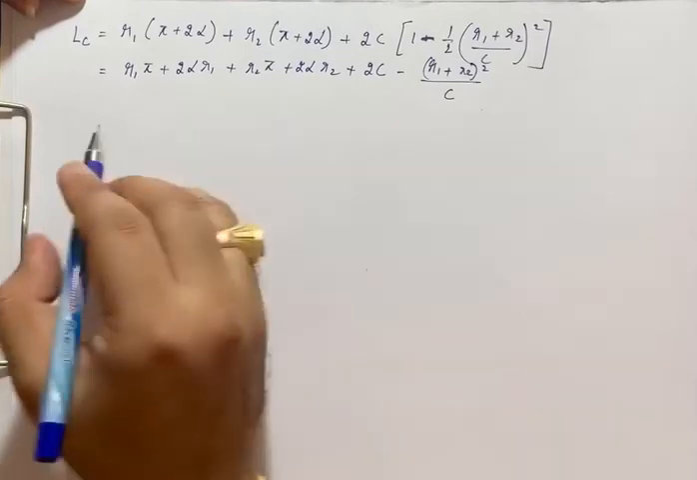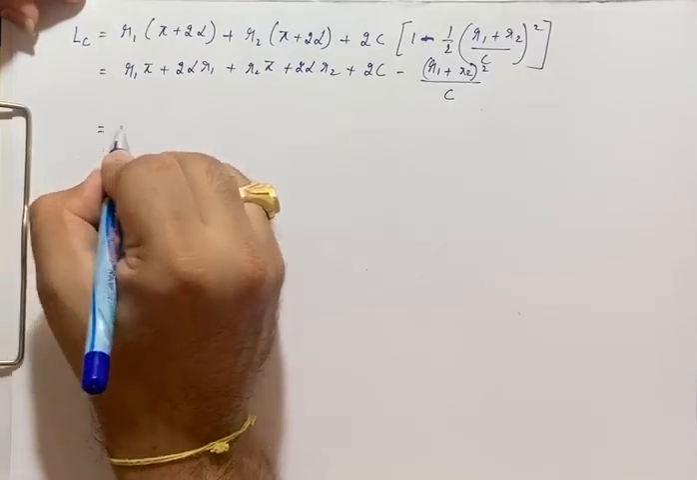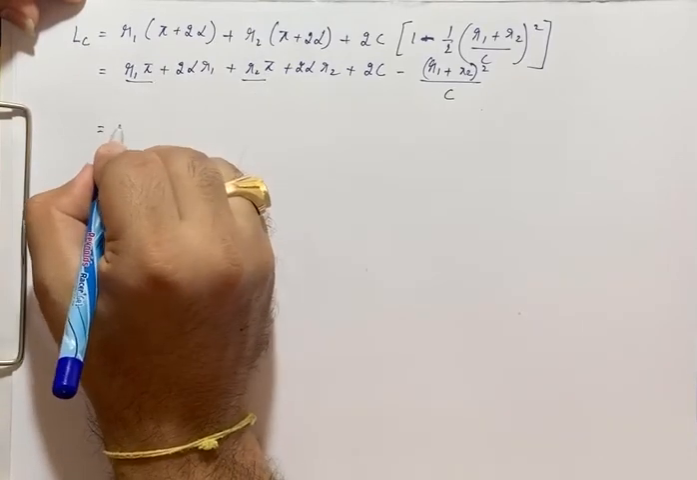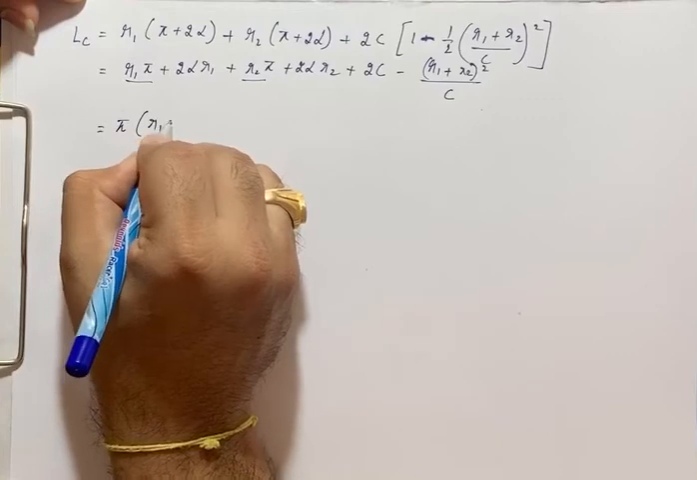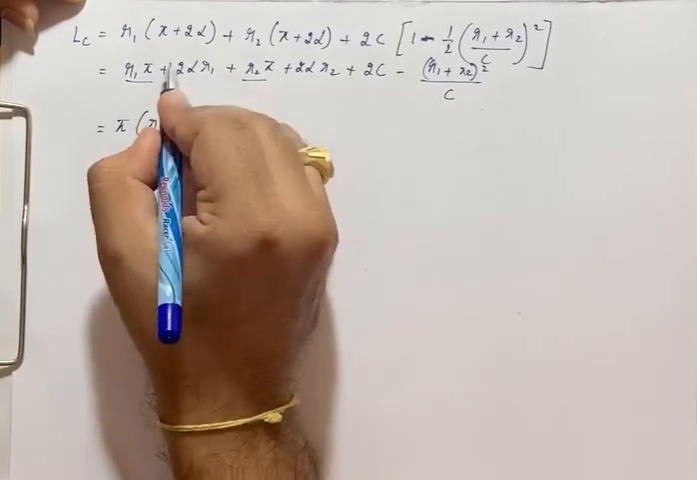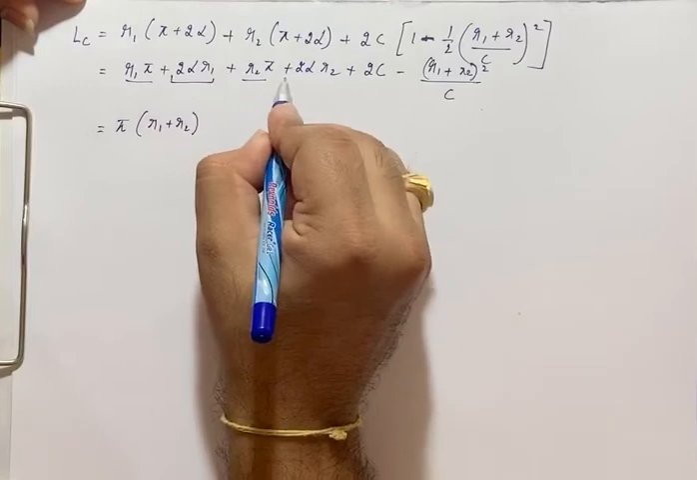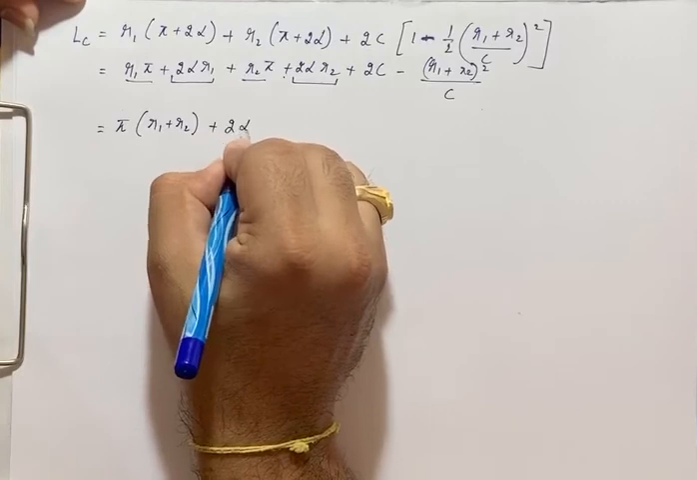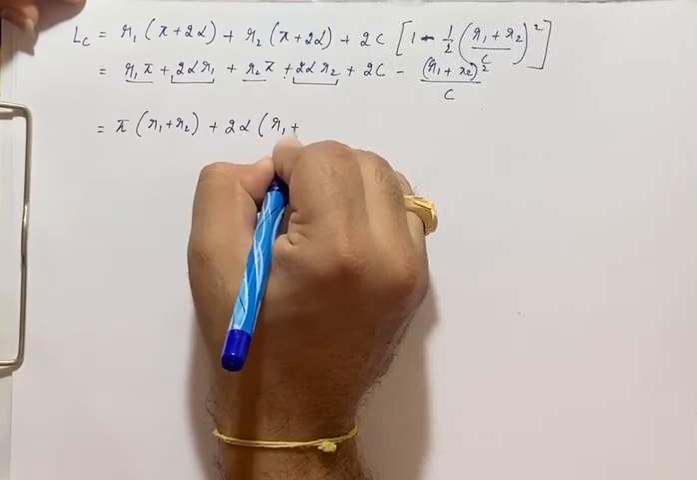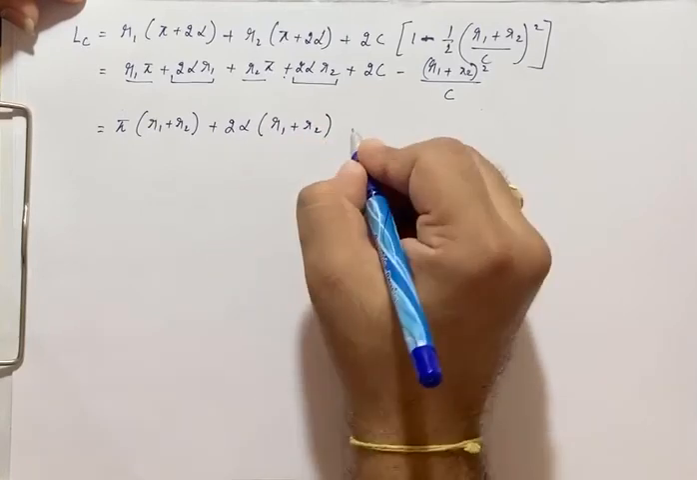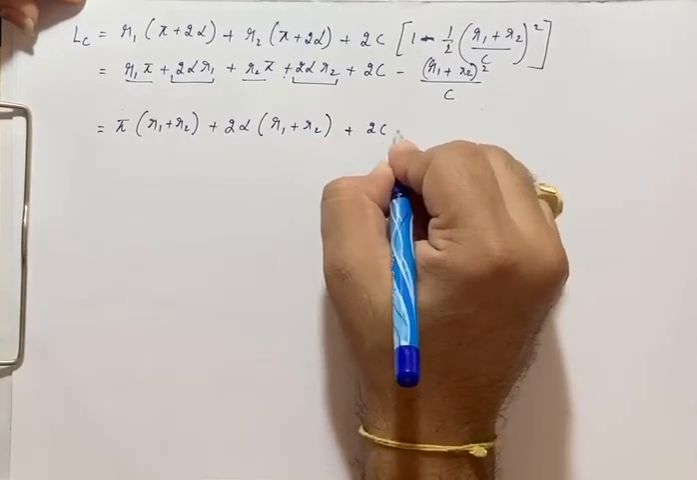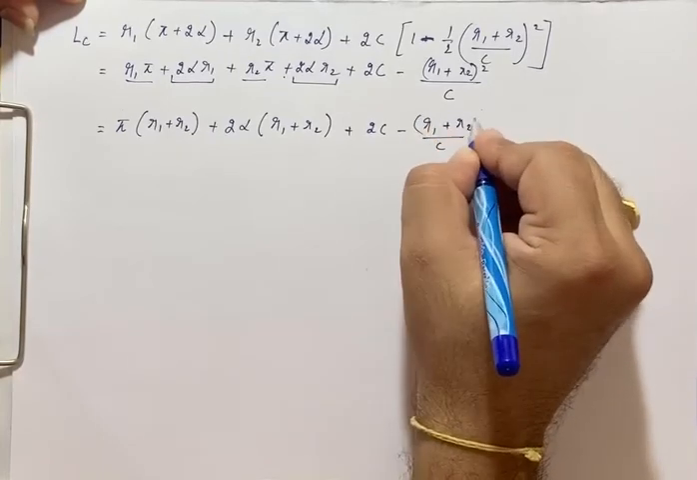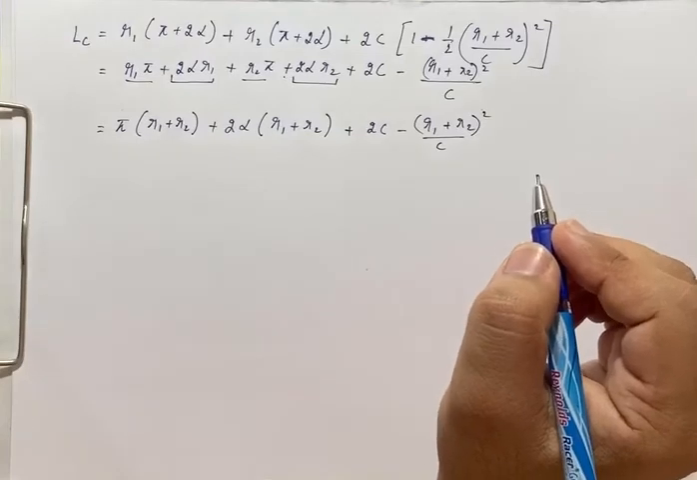Now after this I'll be taking pi as common with these two terms, so pi into R1 plus R2. With these two terms I'll be taking 2 alpha as common, plus 2 alpha into R1 plus R2, plus 2C minus R1 plus R2 whole square by C.